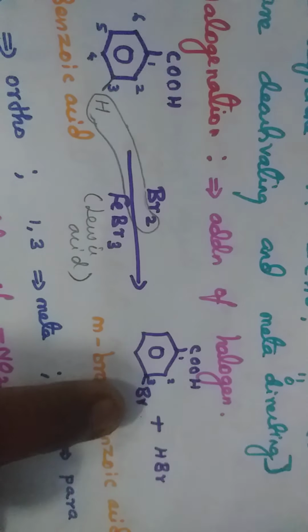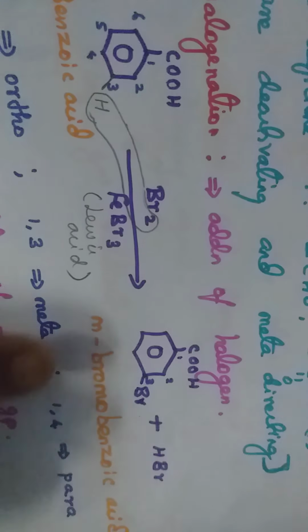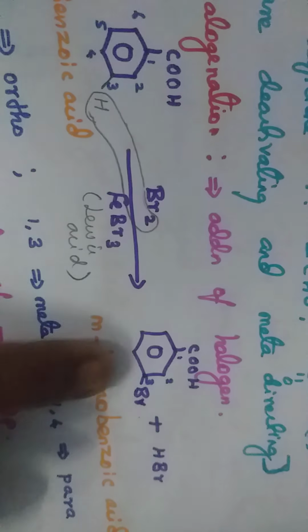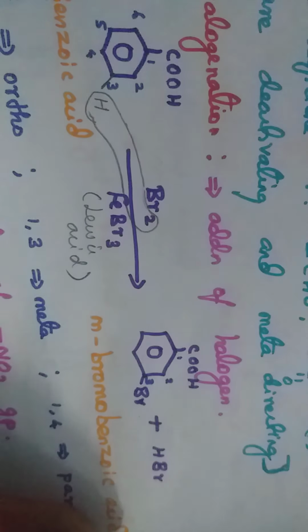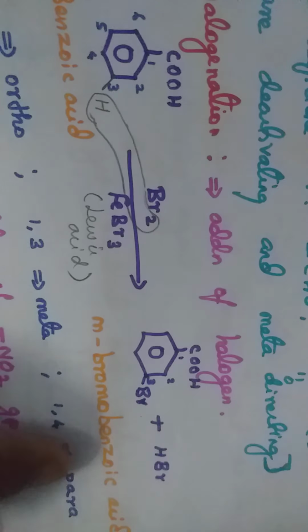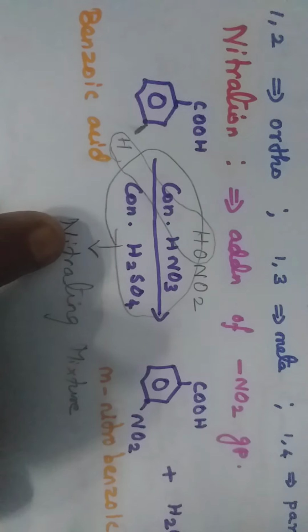What is the name of the compound obtained? Meta-bromobenzoic acid. Meta can also be written as 1,3. This position is 1,3, so it is 3-bromobenzoic acid or meta-bromobenzoic acid. So halogenation means addition of halogen, and it takes place only in the presence of Lewis acid.